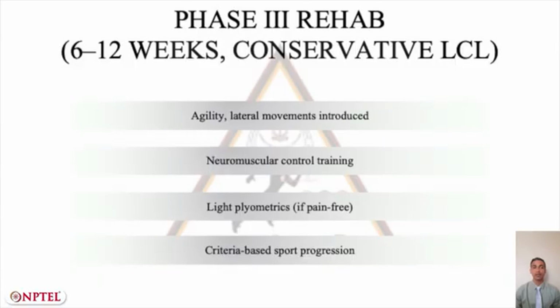The criteria for clearance for the next phase include strength of more than 90% when compared to the contralateral or uninjured limb, and a hop test of more than 90% when compared to the uninjured limb. No pain or instability should be present during lateral agility drills, and the clearance should be given by a sports medicine specialist.